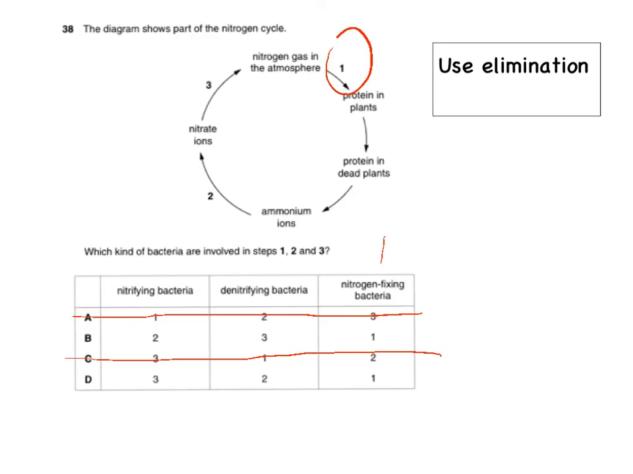Well, nitrate to nitrogen gas, that was the denitrifying bacteria, so number 3, so therefore B is our answer.